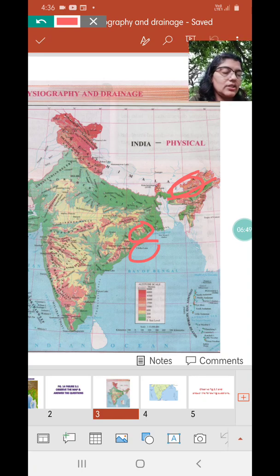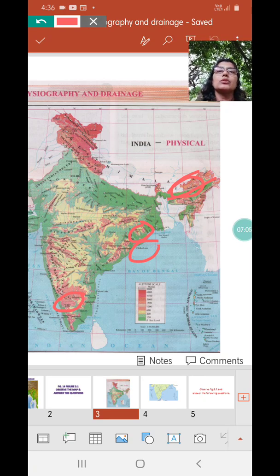The next question on page 15 is, give the relative location of Nilgiris. Now Nilgiris you'll find here in the south. Then, in which direction does the height of the Sahyadris increase?